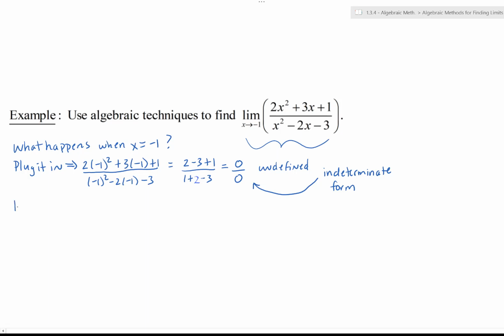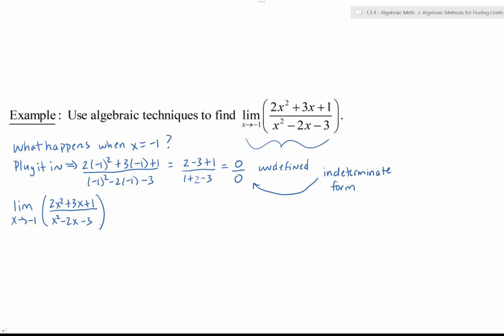So what are we going to do here? We're going to try to find this limit as x goes to -1 of 2x squared plus 3x plus 1, all divided by x squared minus 2x minus 3.